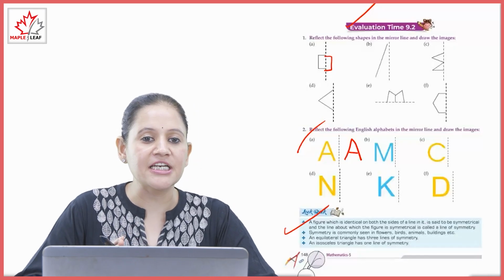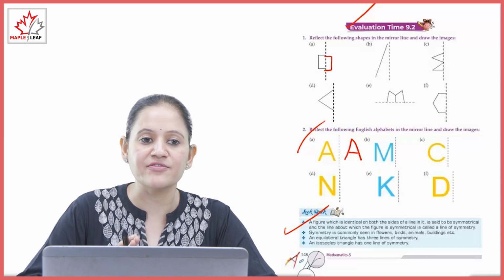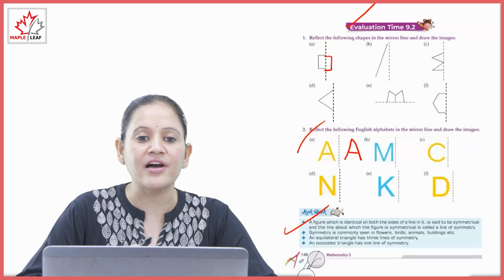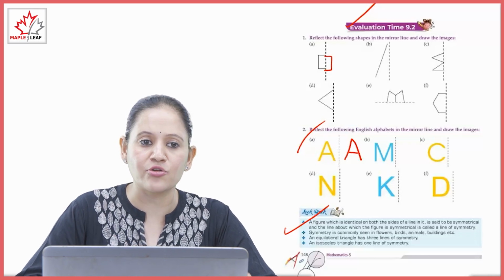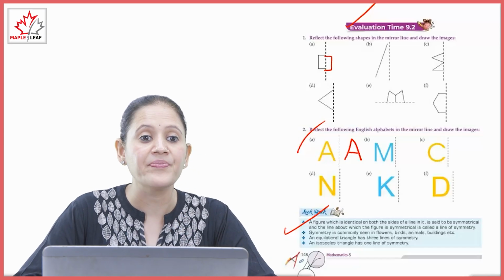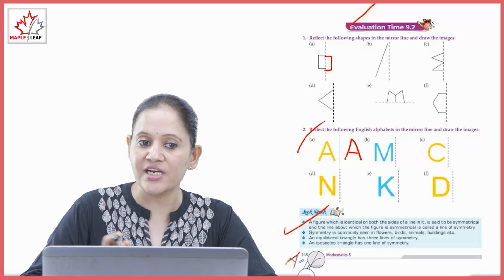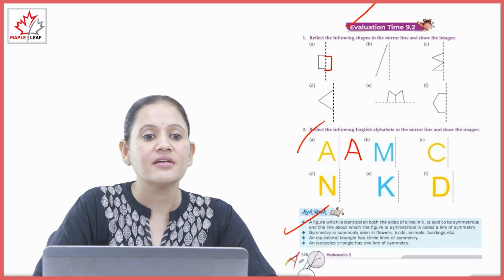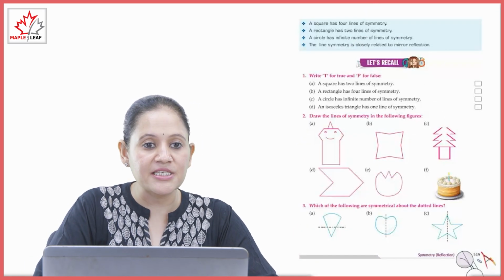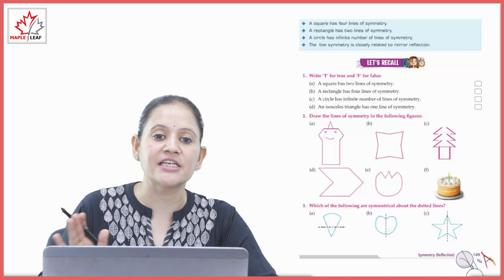Next is Look Back. A figure which is identical on both sides of a line is said to be symmetrical, and the line about which the figure is symmetrical is known as the line of symmetry. Symmetry is commonly seen in flowers, birds, animals, buildings, etc. In nature you can see symmetry in many things, in animals, in their patterns. The equilateral triangle has three lines of symmetry, and the isosceles triangle has one line of symmetry. The square has four lines of symmetry, the rectangle has two lines of symmetry, the circle has an infinite number of lines of symmetry. The line of symmetry is closely related to mirror reflection.